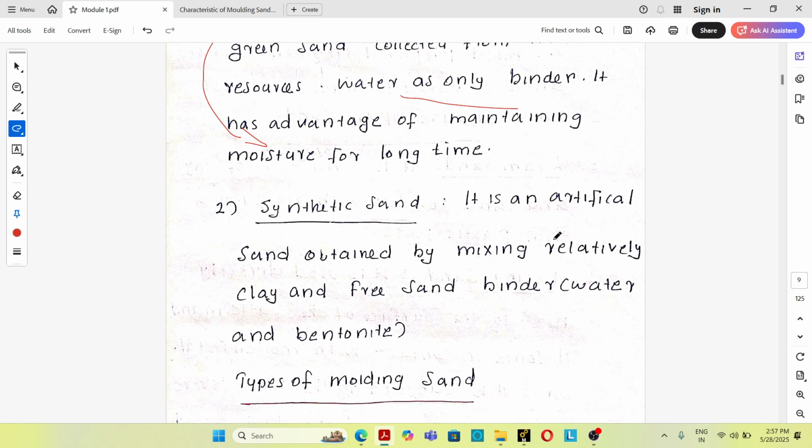And the second classification is synthetic sand. Synthetic sand is basically an artificial sand prepared by mixing clay and free sand and adding some binder. It is water plus bentonite. So bentonite is a chemical compound which also acts as a binder in the case of synthetic sand. Due to this chemical compound, the sand mold strength will increase.